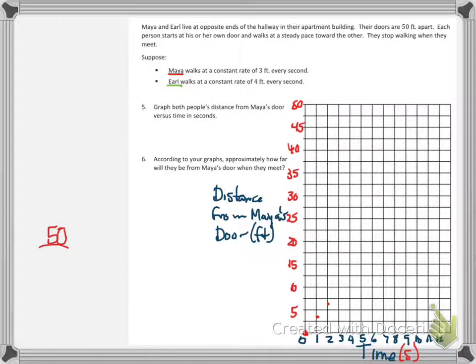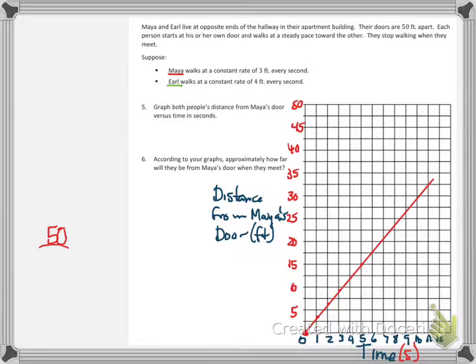After 3 seconds, she'll be at 9 feet. And that's going to be somewhere in there. 4 seconds, she'll be at 12 feet. So 12 is going to be about there. After 5 seconds, she'll be at 15 feet. And there we've got our first intersection. So that's going to be our line. And we can draw that line in red right through all of those points. And it will continue, so I'll continue it for now.